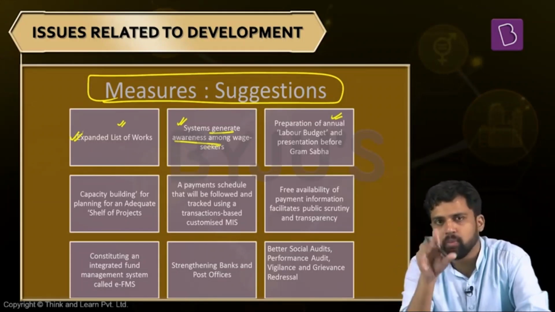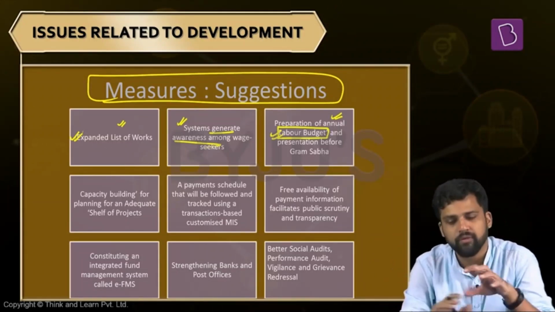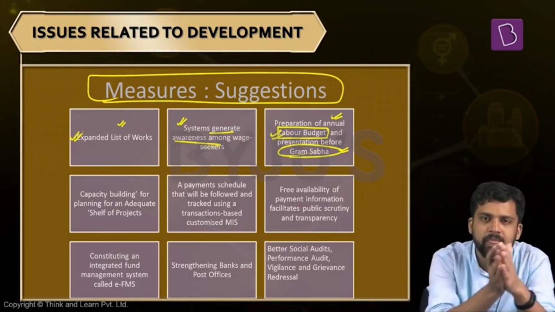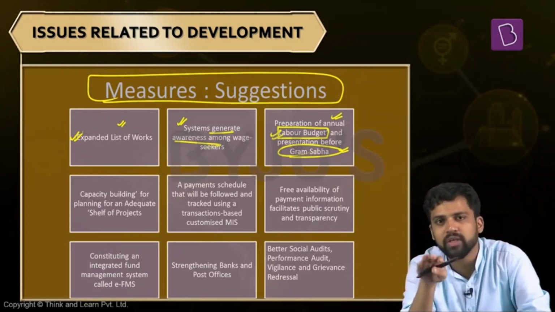So how do we address that? The problem here is people are not aware of what kind of projects they have in future. There is uncertainty involved. So what you can do is every year you can prepare a labor budget. Every year the labor budget should be prepared and presented before the Gram Sabha. The labor budget will have a list of the activities which are planned to be taken up in the coming year. And it should also mention at which point of the year what activity will be taken up.